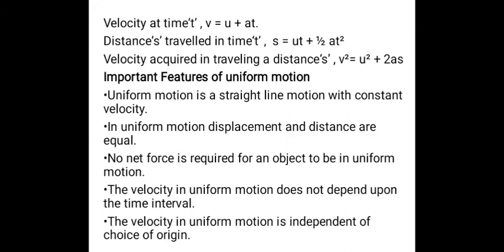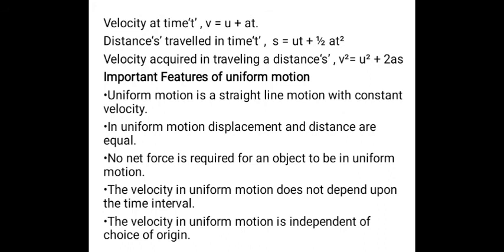Uniform motion is a straight line motion with constant velocity. Second feature: in uniform motion, displacement and distance are equal. Third feature: no net force is required for an object to be in uniform motion. Next, the velocity in uniform motion does not depend upon the time interval.